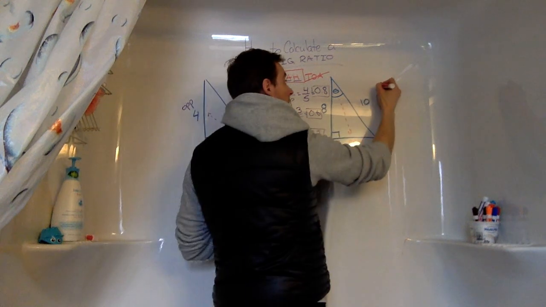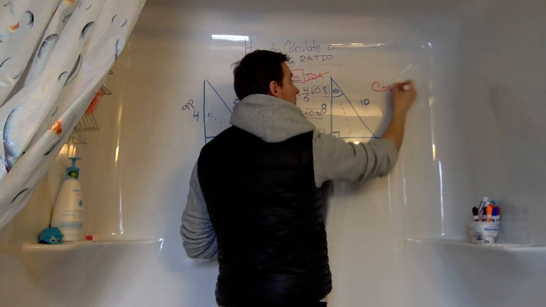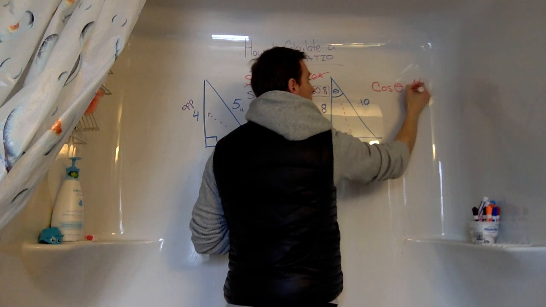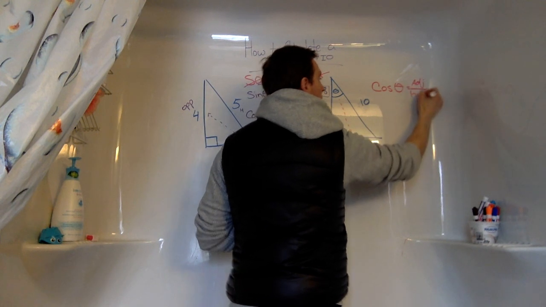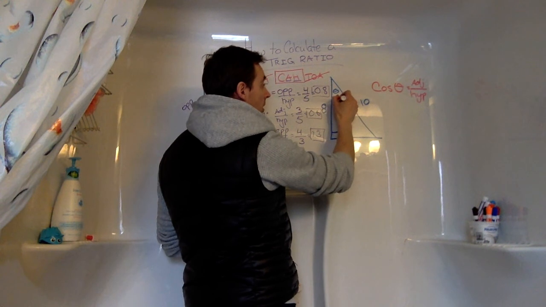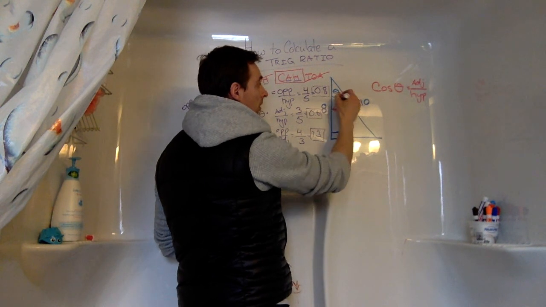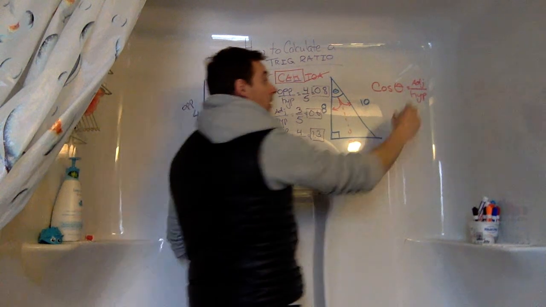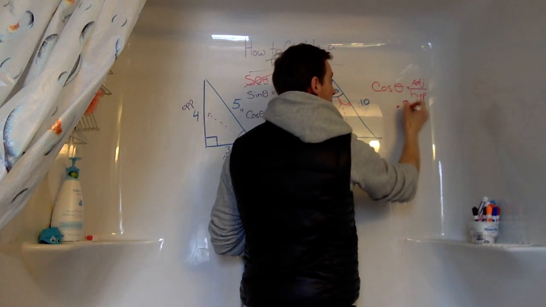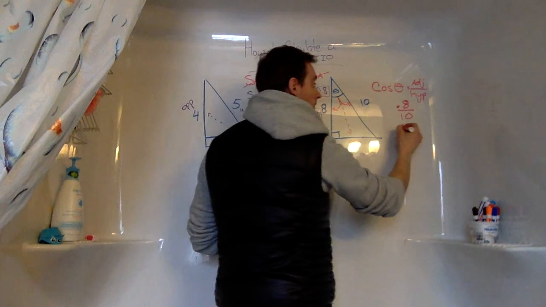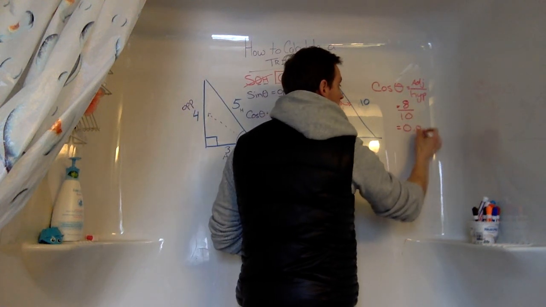So then I would go over here, I would write cosine of my angle theta is adjacent over hypotenuse. I would find where my adjacent side is, so in this case 8. My hypotenuse is always across from my 90-degree angle, so I would fill it in. 8 over 10. I could divide it out, and I would get a ratio of 0.8.